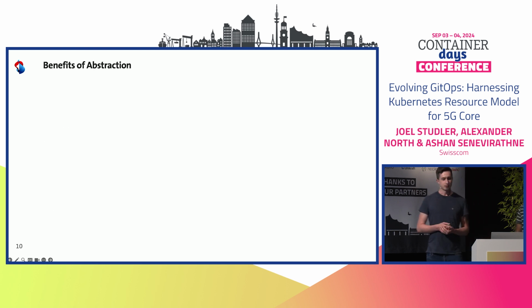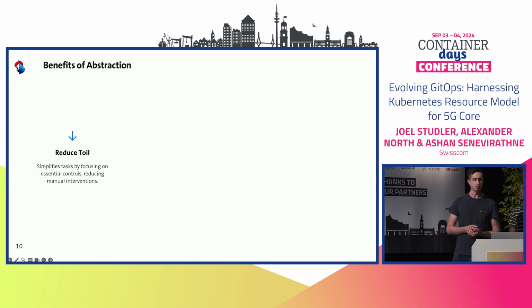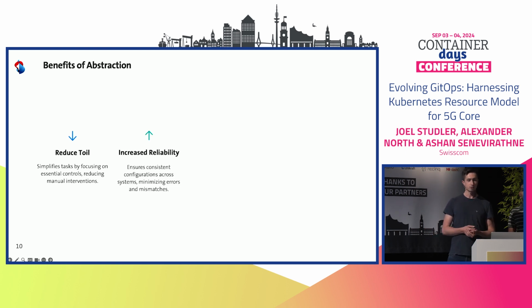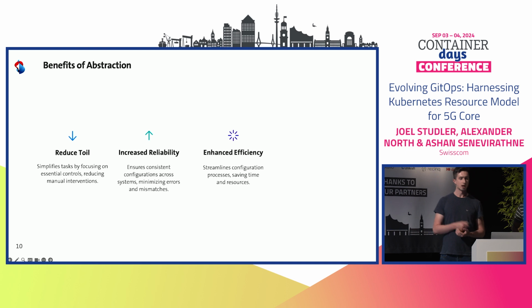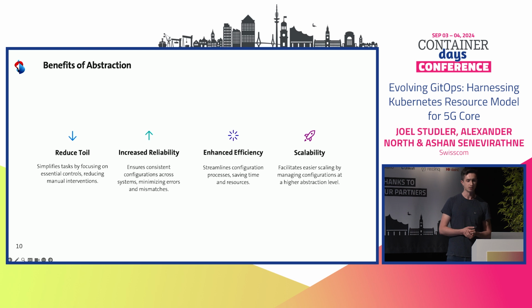Obviously, there are a lot of benefits of abstraction, especially when we're looking at configs like ours. So we can reduce toil, we simplify our tasks and the management of them. We're able to ensure consistency, so minimizing the chance of errors, for example, changing a value in 3 places instead of the required 4. We're able to streamline processes, so leading to time saving. And when we're managing configurations at a higher abstraction level, scalability becomes much more simple.